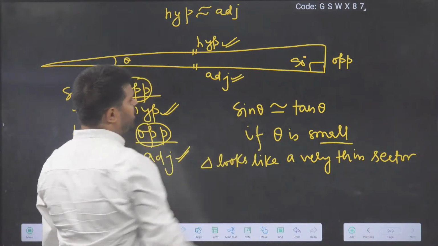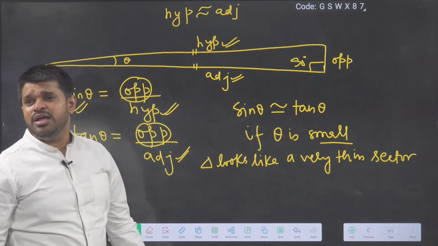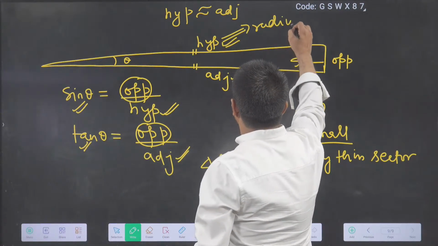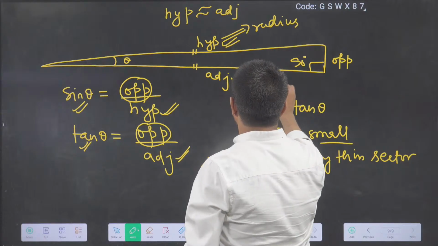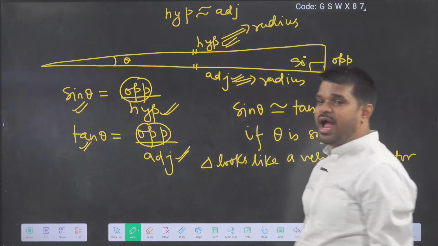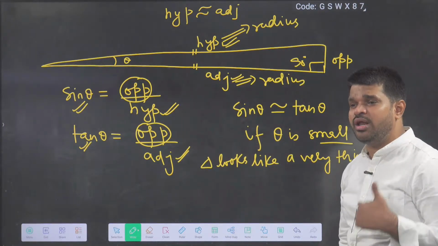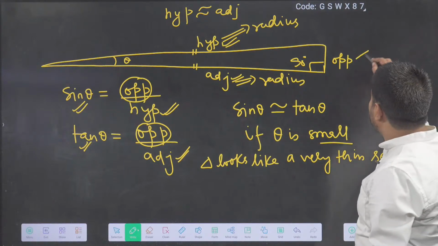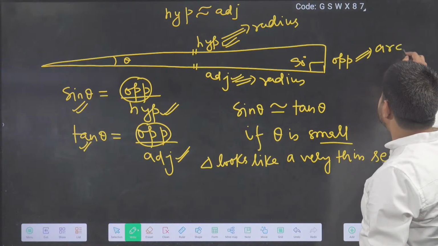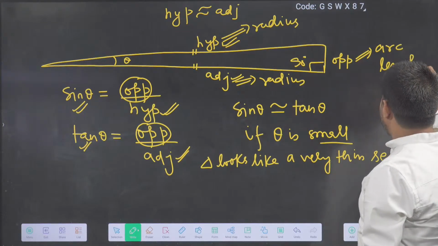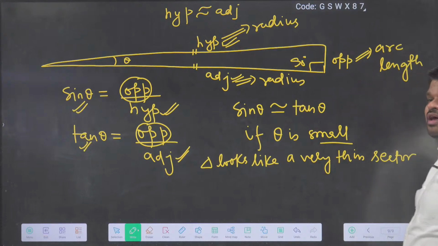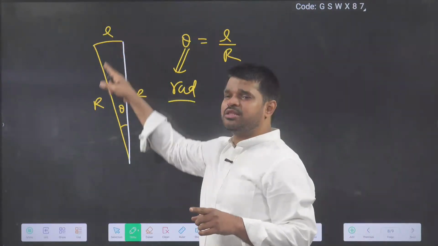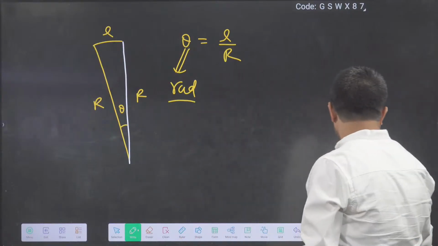Hypotenuse and adjacent, which are almost equal, are playing the role of radius. And opposite is playing the role of arc length. Now what I wrote? Theta equals arc length by radius.